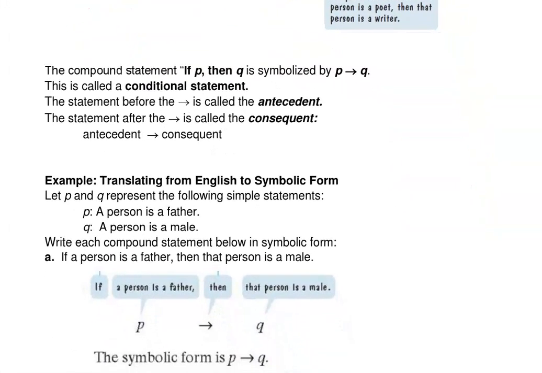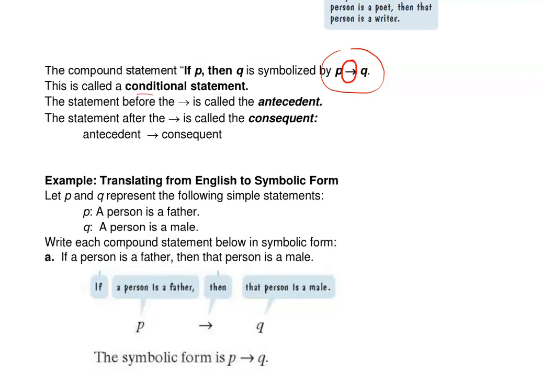The compound statement, if P then Q, is symbolized using this arrow symbol. And the arrow goes just in one direction. It goes to the right, is the way that needs to be drawn. And we would read this as if P then Q. That's how you translate that symbol. This is called a conditional statement. So we talked about ands being conjunctions, ors being disjunctions, and if-thens are conditional statements.